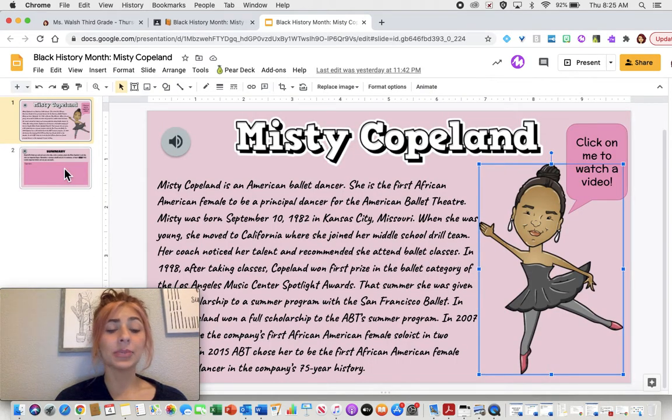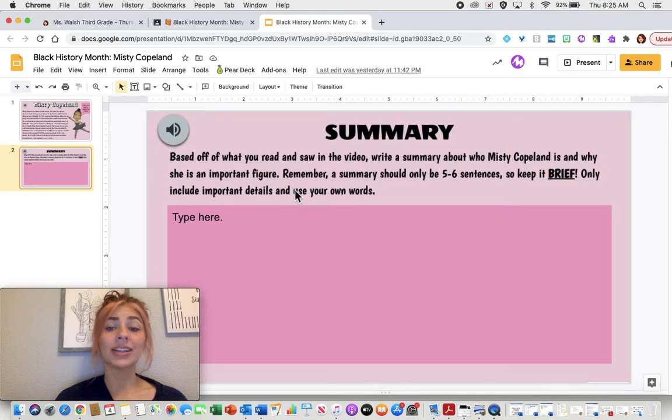Then, as we did on Tuesday, you are going to write a summary, but this time about what you learned about Misty Copeland. Remember to write only 5 to 6 sentences. You need to keep it brief, including only the important details, and to use your own words, right? You're not going to copy paste what you read. You are going to use your own words.